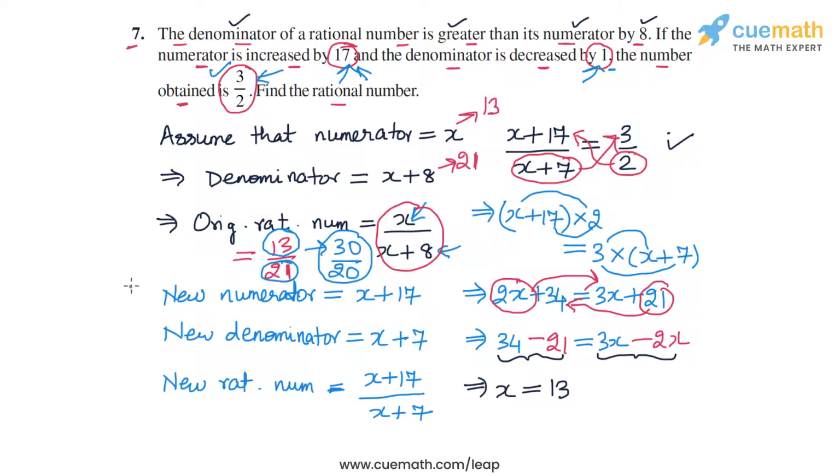So the answer of this question is that the rational number that we wanted to find is 13 by 21, and this completes question 7.